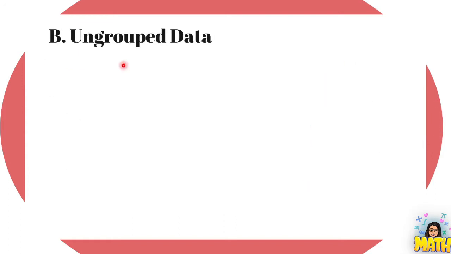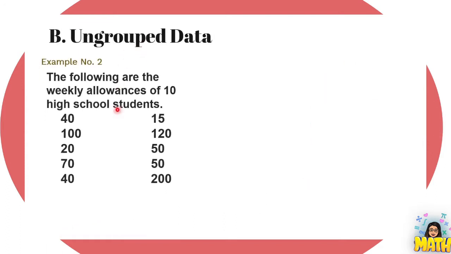Next is for ungrouped data. When we say ungrouped data, the data are usually quantitative in nature. That means numbers. At konti lang yung samples natin dito. Just like here, we have the weekly allowances of 10 high school students.